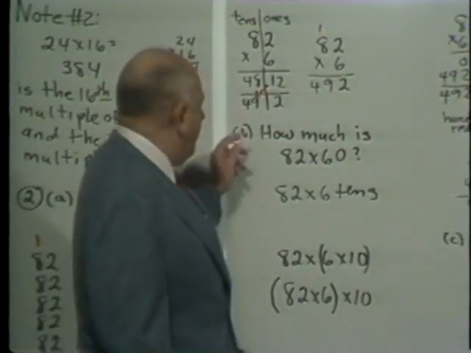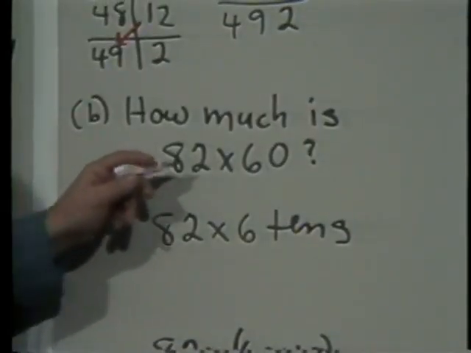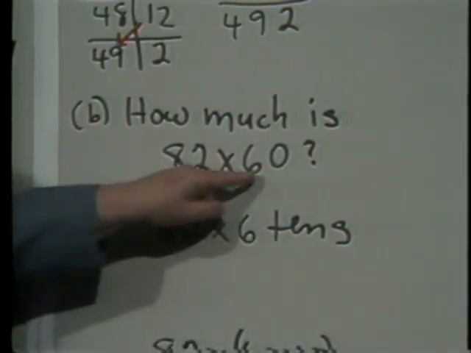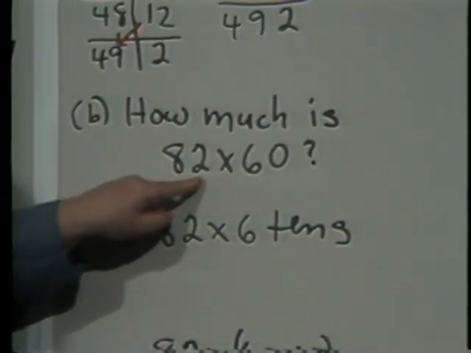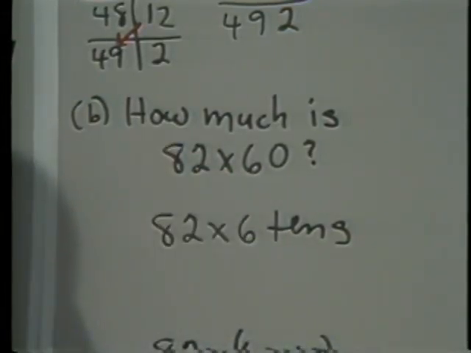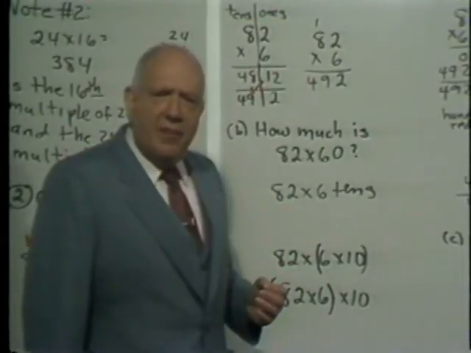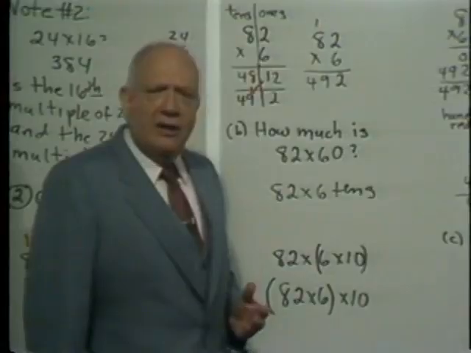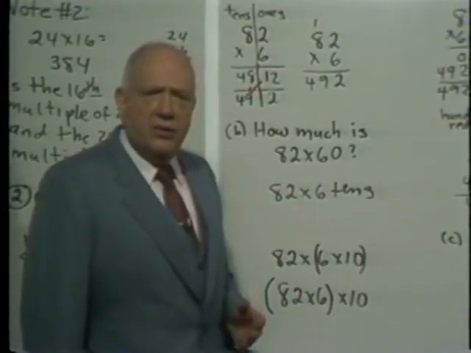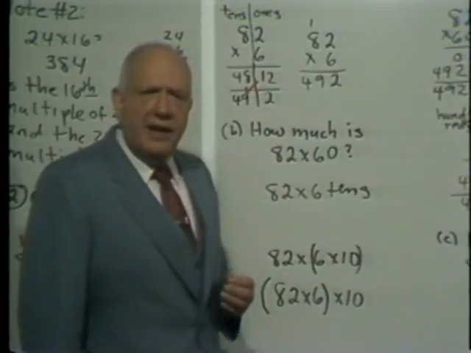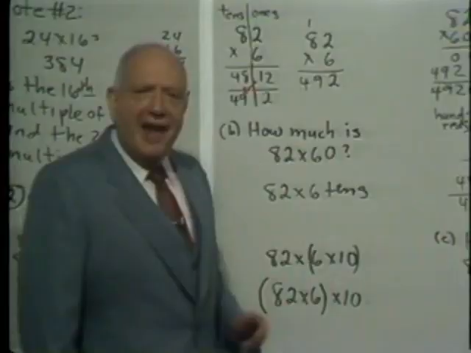See, Part B says, how much is 82 times 60? Conceptually, if you're thinking about this the long way, this is a fairly difficult problem. What this problem says is, if you're counting by 82s, what's the 60th number you come to? That's a lot different than, say, what's the sixth number you're coming to, because it doesn't take too long to count out 6 multiples of 82. But the 60th multiple of 82, that is quite far along in our list.